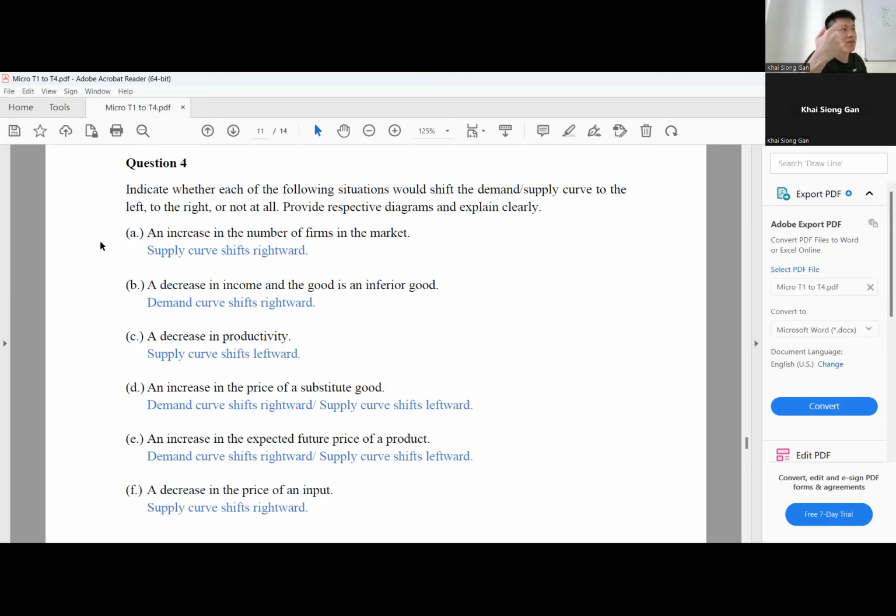Okay, let's have a look into tutorial 4. So tutorial 4 is basically where you combine the demand curve and supply curve that you learned. So you are going to combine both demand and supply curves. Okay, this is my origin, this is my price, this is quantity.